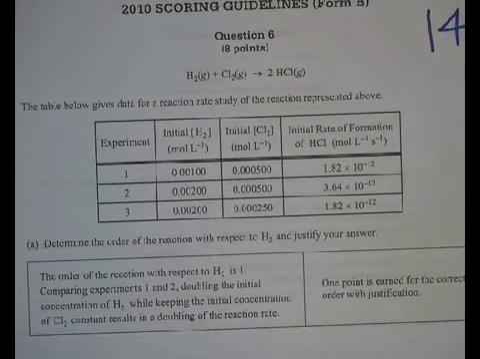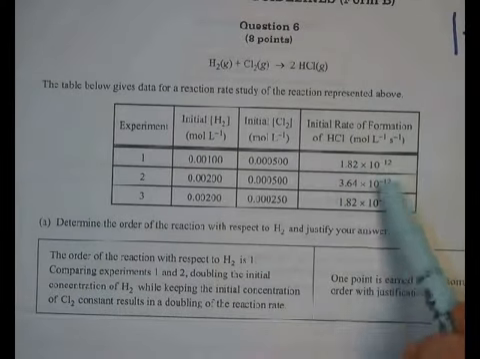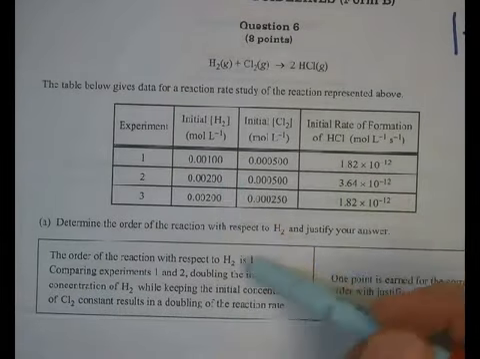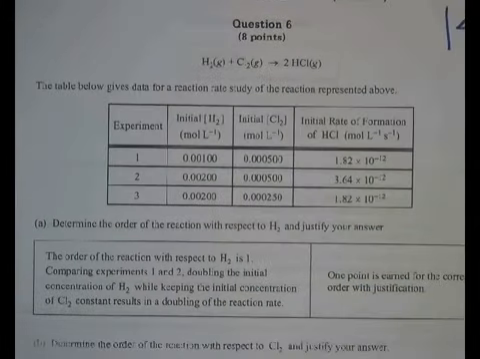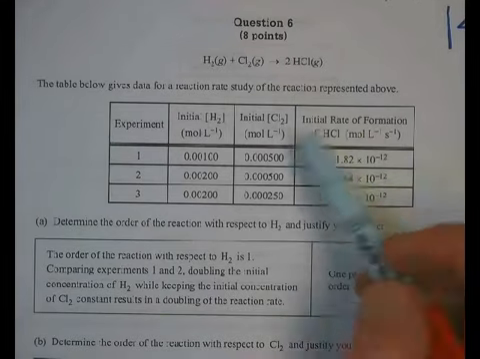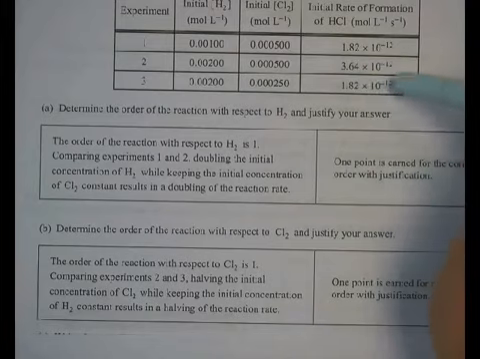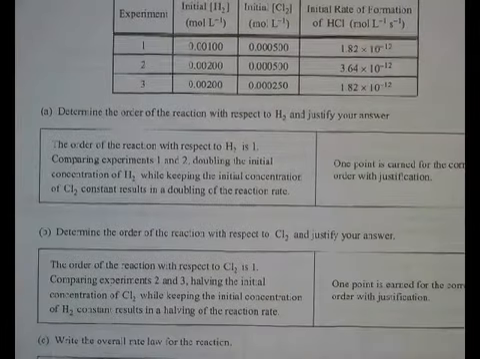So you'll notice that from experiment 1 to 2, H2 doubles, Cl2 stays the same, and the rate doubles. So that means H2 must be to the first power. So when you double one and the rate doubles, and the other one stays the same, it's first power. Then it has to find the reaction order with respect to Cl2. You can see that Cl2 doubles from 2 to 3. I'm sorry, from 3 to 2. From 3 to 2, going up. And H2 stays the same. So since it doubles and the rate doubles, Cl2 must also be first order.